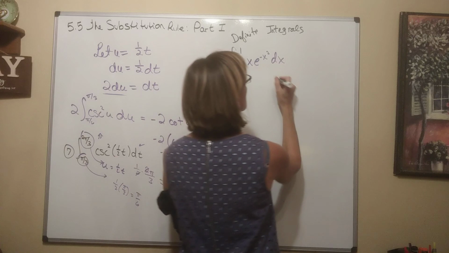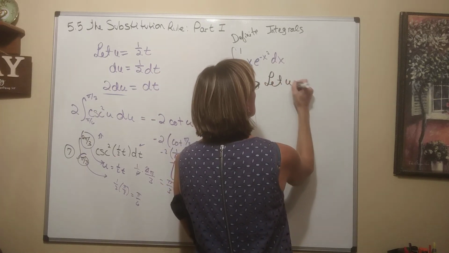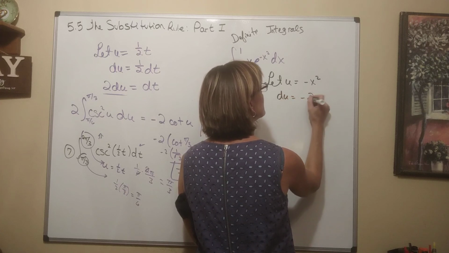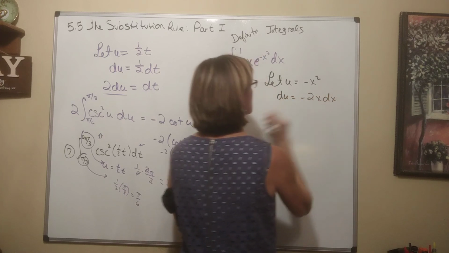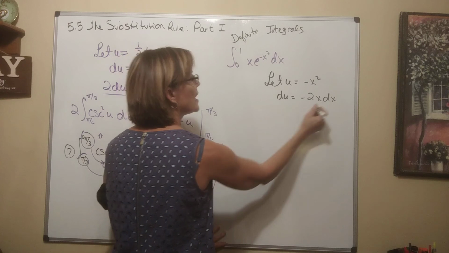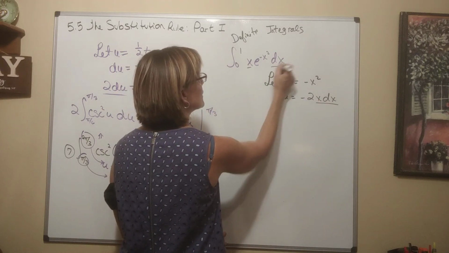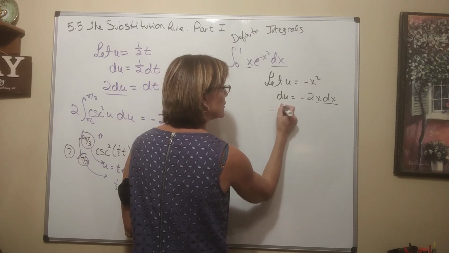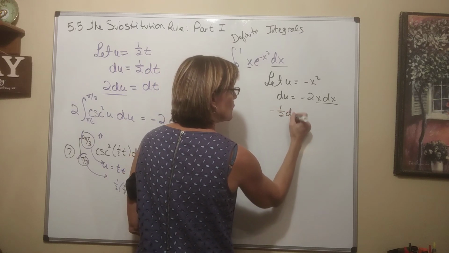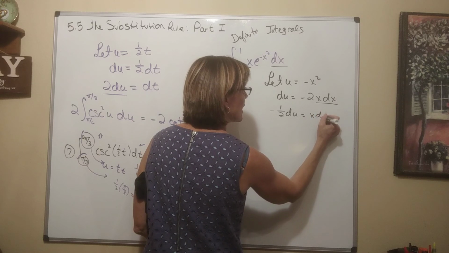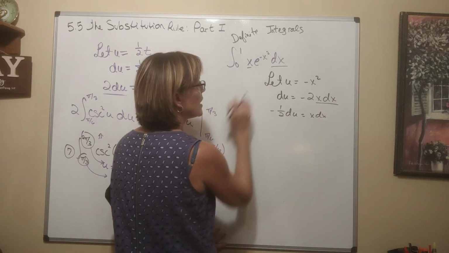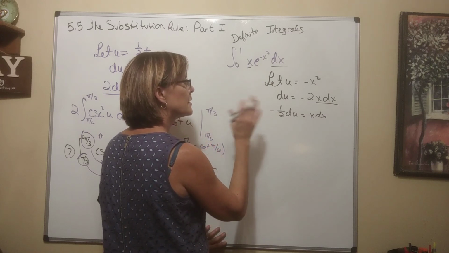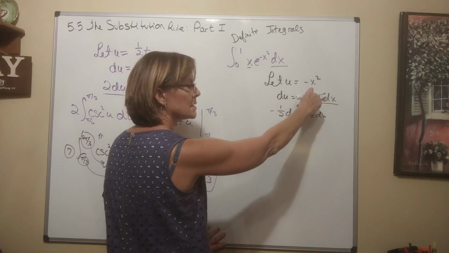Let's let u equal negative x squared. Then du will be negative 2x dx. Why is that helpful? Oh, because I see x dx right there. And if I need to get rid of that negative 2, I can divide both sides by negative 2. So negative 1/2 du is x dx. So that took care of a lot. Can I rewrite e to the negative x squared as e to something in terms of u? Yes, because that's what I let u be.